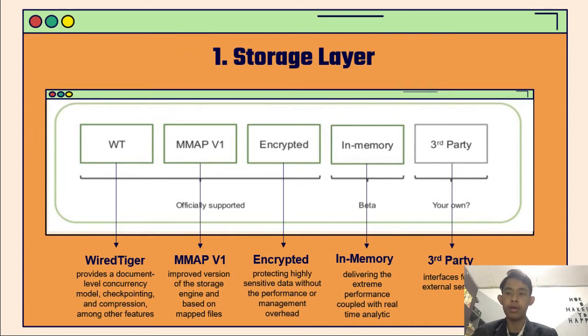Second is MMAPv1. This is an improved version of the storage engine based on memory-mapped files. Third is the encrypted engine, which protects highly sensitive data without performance or management overhead. Fourth is the in-memory engine, delivering extreme performance coupled with real-time analytics. And the last is the third party, the interface for all external services.